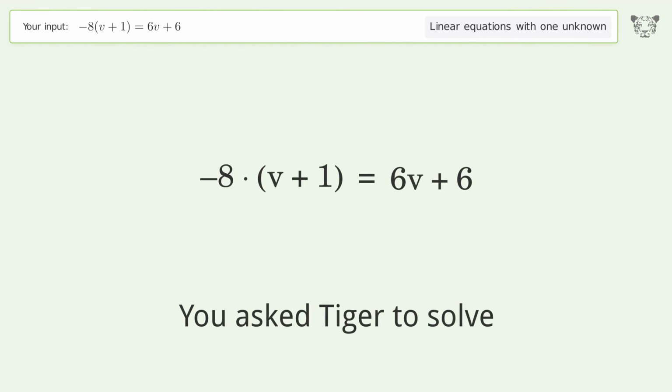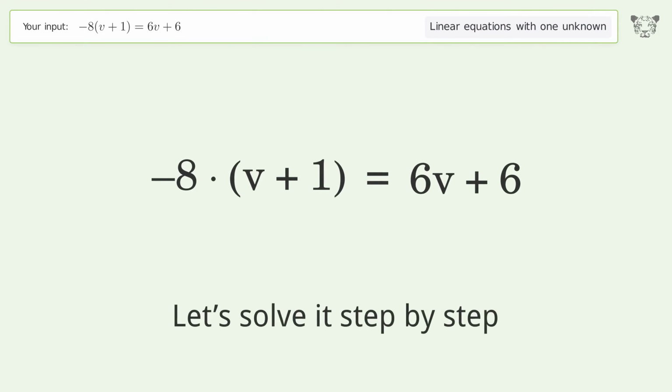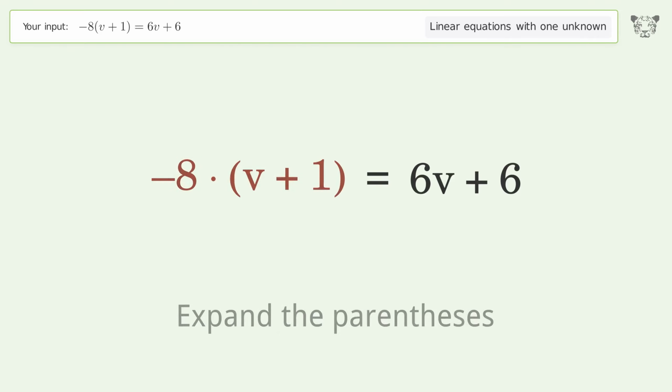You ask Tiger to solve. This deals with linear equations with one unknown. The final result is v equals -1. Let's solve it step by step. Simplify the expression. Expand the parentheses.